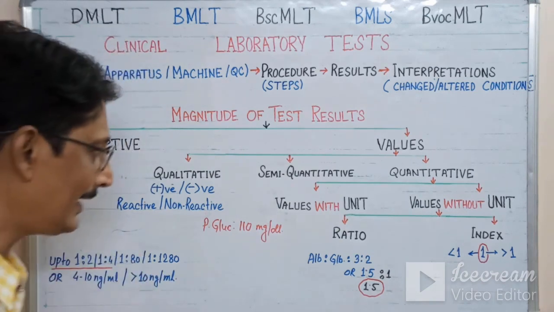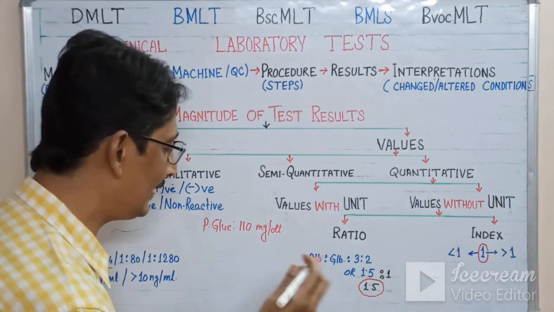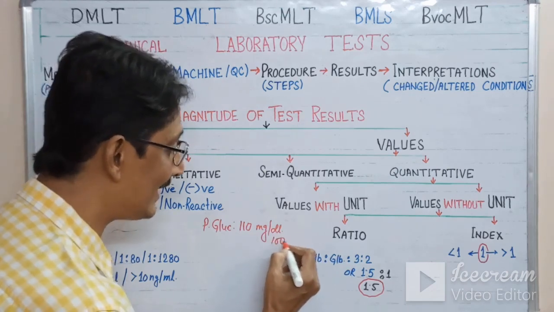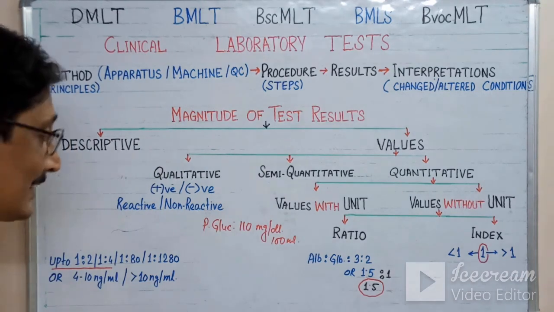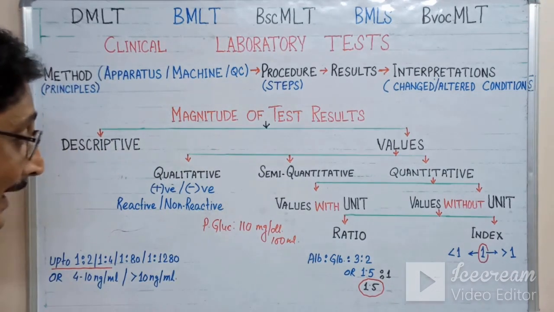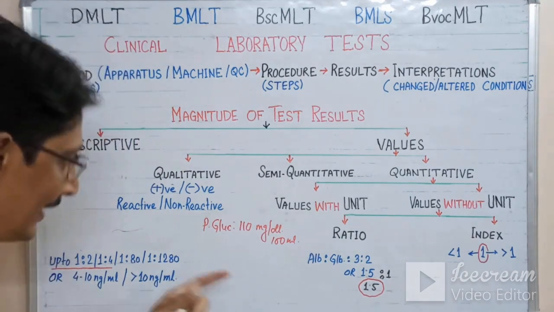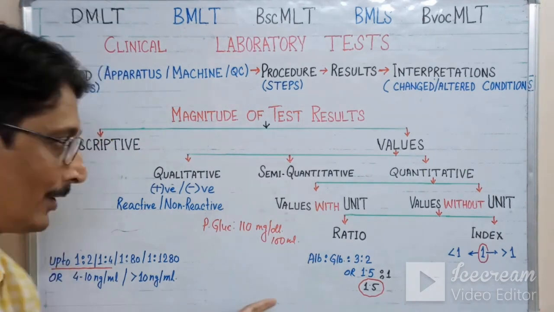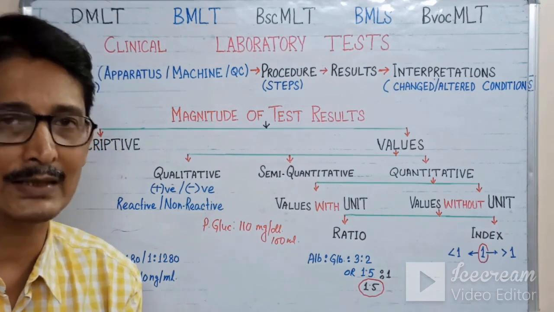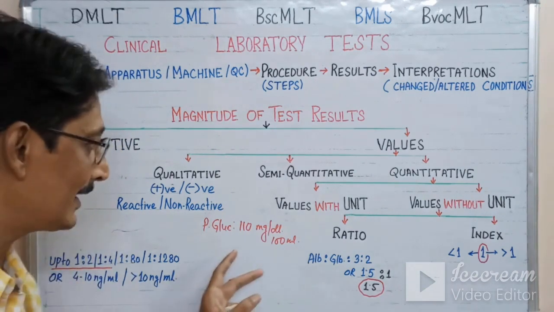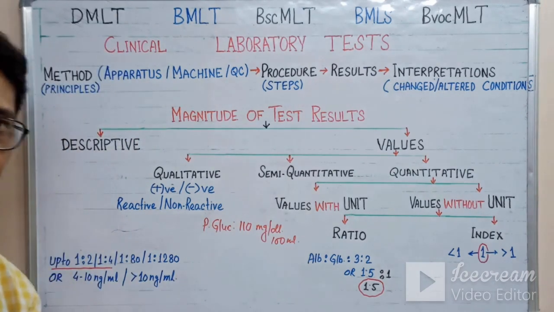Deciliter means, again you can see this in the SI unit chapter, 100 ml. So the result means that in your 100 ml of blood, 110 milligram of glucose is present. This result is the most accurate form of results.